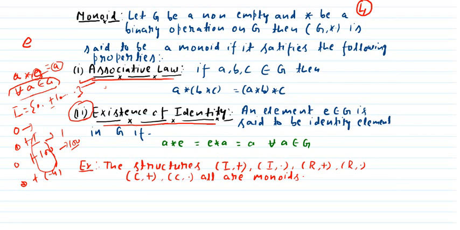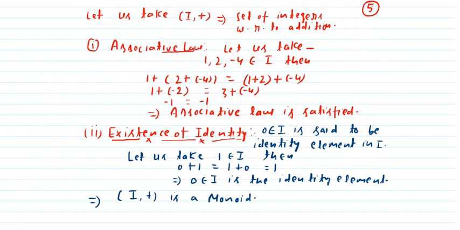Next, let us take the example of the set of integers. I have already discussed it. We will satisfy associative first. I have taken three integers, 1, 2, and -4, then apply associative law. (1 plus 2) plus -4 equals 1 plus (2 plus -4), and both quantities are equal. Hence associative is satisfied. Now the important thing is existence of identity.